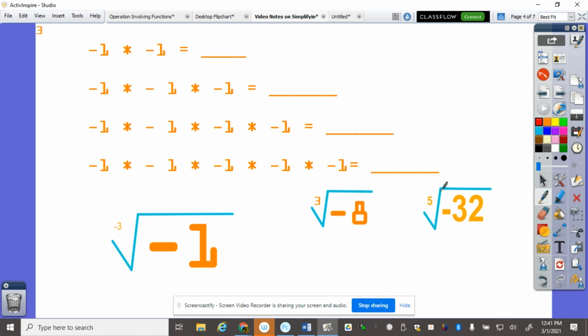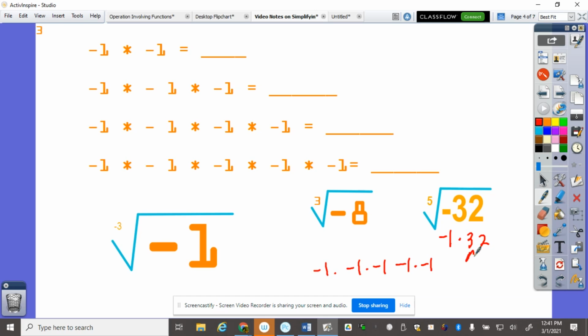Now, this time here is a fifth root of negative 32. So I know that negative 1 times 32 is the same thing as negative 32. But negative 1 can be broken down to negative 1 times negative 1 times negative 1 times negative 1 times negative 1. 5 of the negative 1. And 32 can be broken down to 2 times 2 times 2 times 2 times 2. Oh, by the way, how did they get that one?